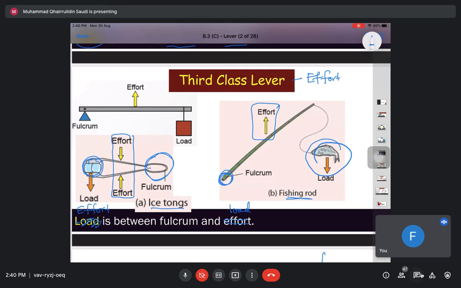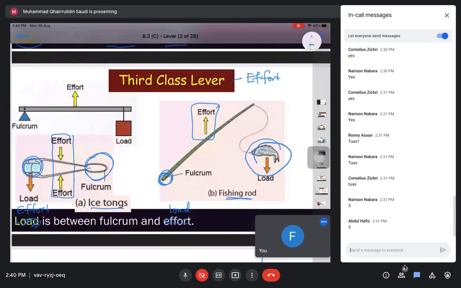Okay, so far, do you have any question about lever? Class, do you have any question about lever? No. Okay, so if you don't have any question about lever, this is where our class will end.